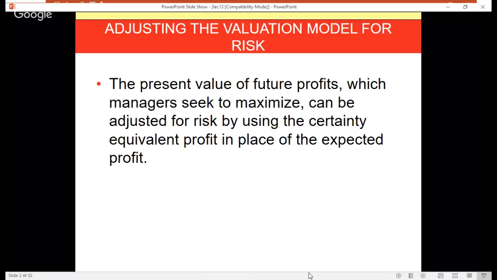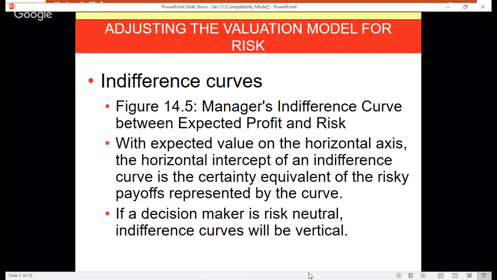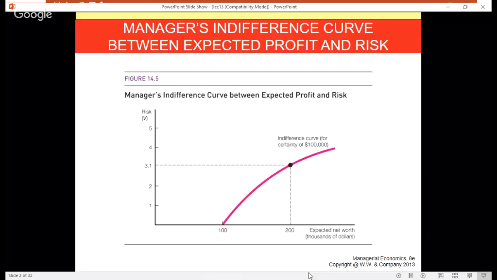So, adjusting the valuation model for risk, the present value of future profits, which the manager seeks to maximize, can be adjusted for risk by using certainty equivalent profits in place of expected profits. Here in the example, I'm going to give you a manager's indifference curve, with the expected value on the horizontal axis. The horizontal intercept of the indifference curve is the certainty equivalent of the risky payoff represented by the curve. If the decision maker is risk neutral, the curve is just vertical. So in this case, if he was risk neutral, right?